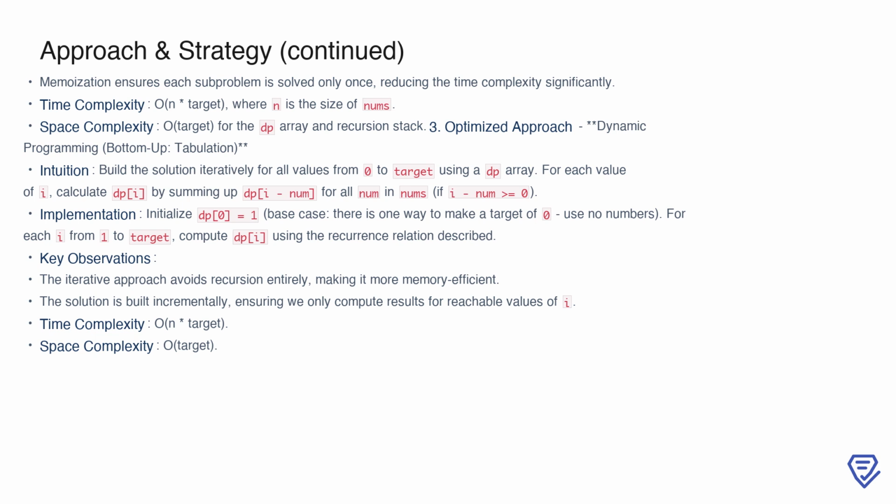This iterative method avoids recursion entirely, making it more memory efficient, and it ensures that we only compute results for reachable target values. With a time complexity of O(n * target) and a space complexity of O(target), this approach is both efficient and practical for large inputs.